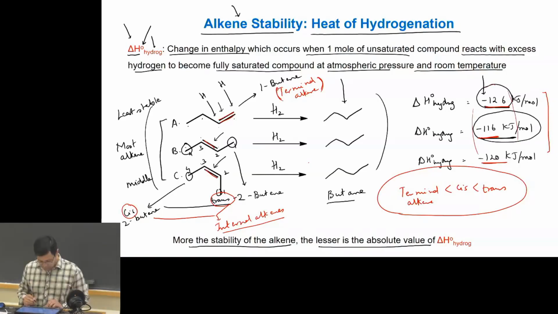All right, so always keep in mind this statement: the more stable the alkene, the lesser is the absolute value of heat of hydrogenation. So let's now see with the help of a reaction coordinate diagram why an alkene that is more stable releases less energy.